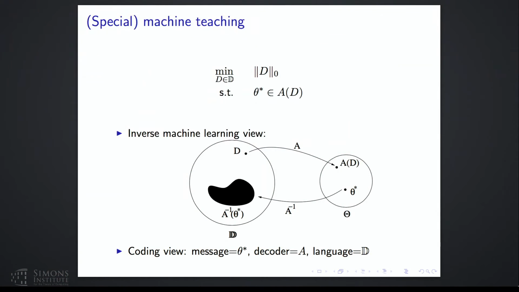I should mention there's an alternative view, which is to say, hey, this is just doing coding, where the teacher has a message, theta star, the target model that he wants to send to the student. The student is a decoder, and that's interesting because we have a very strange decoder. It takes a training set, maps to a model. The language is in the set of training items.